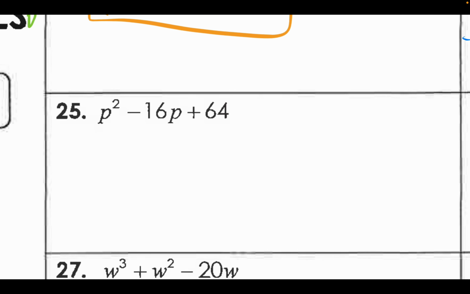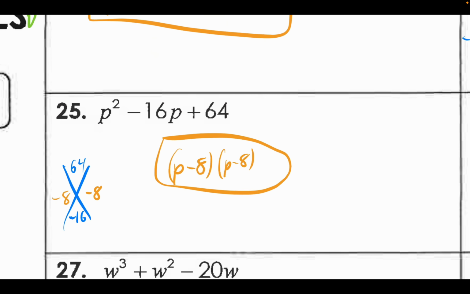Number 25 here, we make the x again. There's no GCF to worry about. It is in the correct form or order. 1 times 64 is 64, and negative 16 goes on the bottom. So 2 numbers that multiply to 64 but add up to negative 16. That's going to be negative 8 and negative 8. So this becomes p minus 8 and p minus 8. And since those are the exact same, you could choose to rewrite this as p minus 8 quantity squared, which just means 2 of the same thing multiplying together. And either one, the orange or the green, is perfectly acceptable.